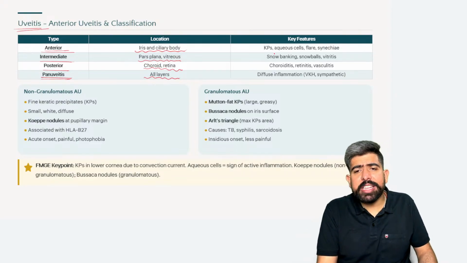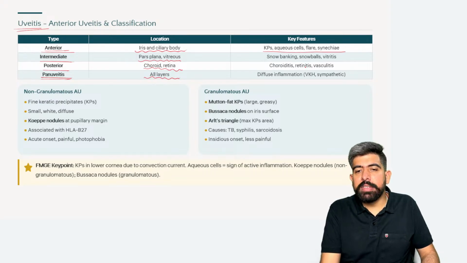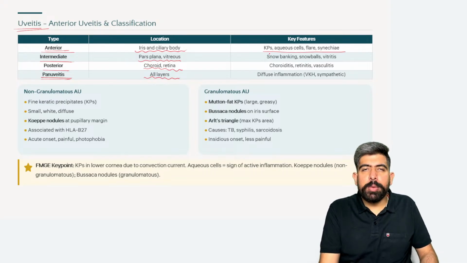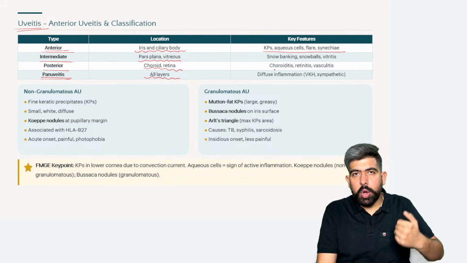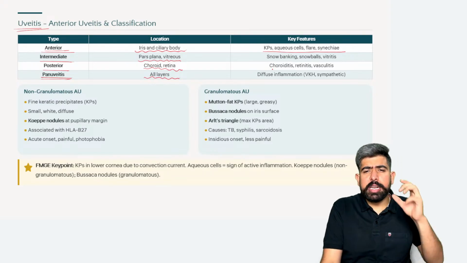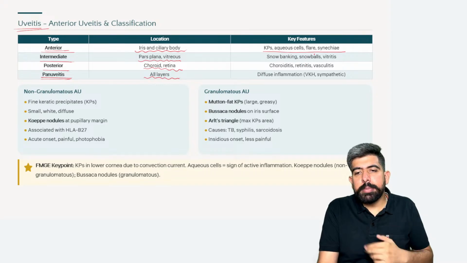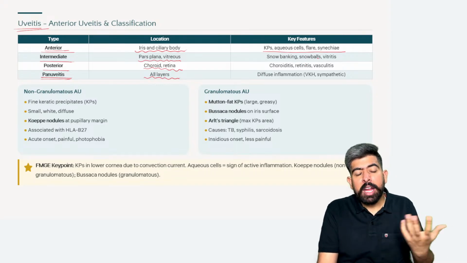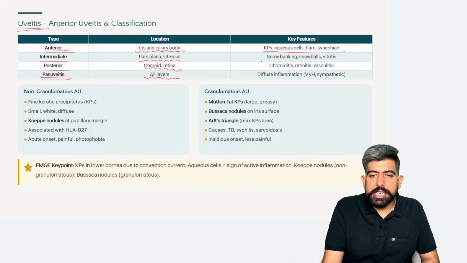The anterior uveitis has the key features of KP bodies, aqueous cells, flare, and the synechiae will be seen in there. What are the KP bodies? These are the mutton fat bodies seen over the endothelium of the cornea. The aqueous cells will be seen in the anterior chamber. The flare, the patient is having this due to these cells, and synechiae can be present in this.